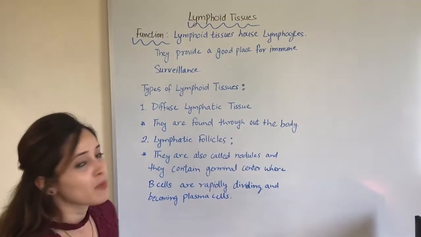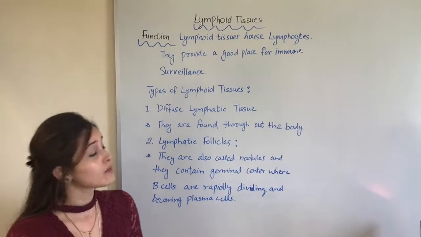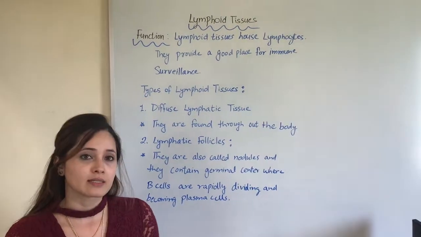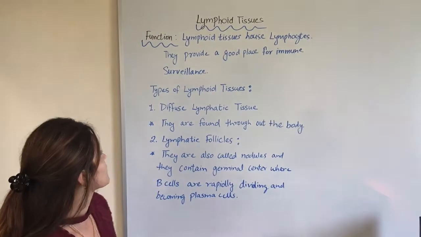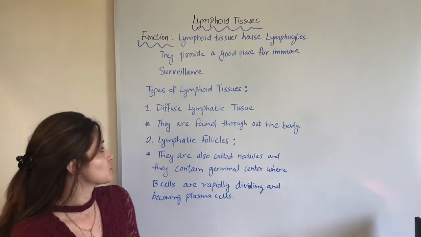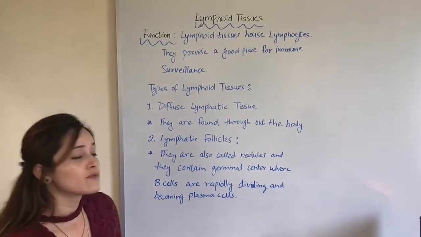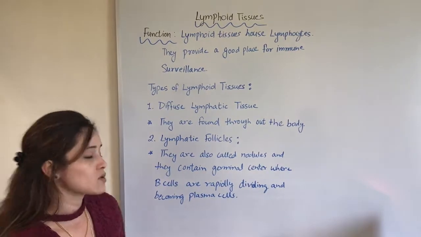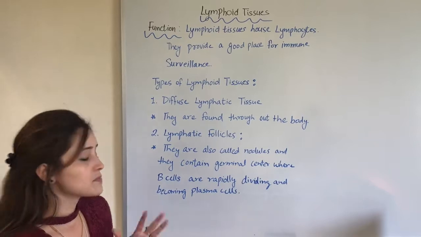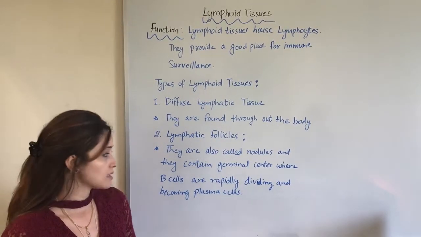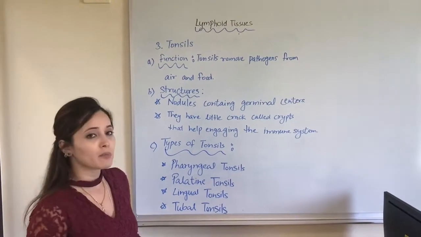Okay, so we are going to talk about lymphoid tissue. The lymphoid tissues house lymphocytes and they provide a good place for immune surveillance. And there are different types of lymphoid tissues. The first type is diffuse lymphatic tissue. They are found throughout the body. And then the next is lymphatic follicles. They are also called nodules, and they contain germinal centers where we see the B cells rapidly dividing and becoming plasma cells. Now, the third tissue we're going to talk about is the tonsils.